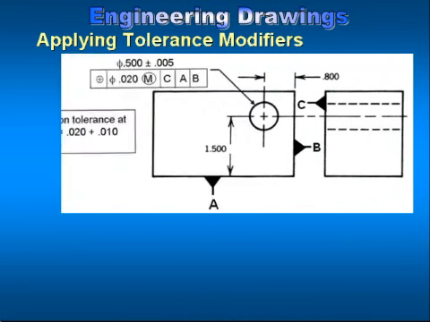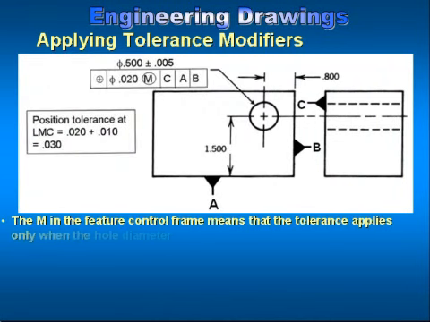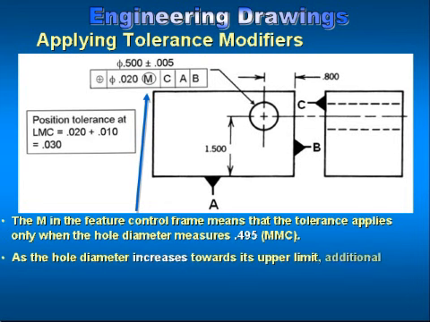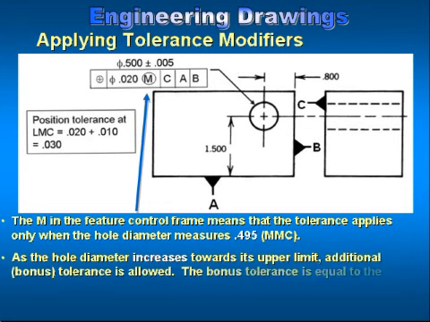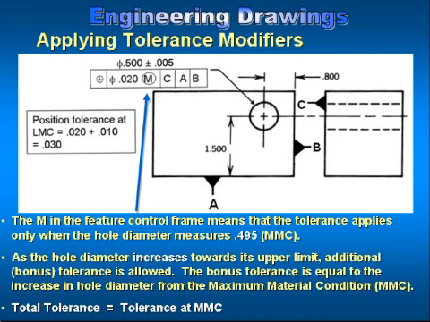Slide 24, applying tolerance modifiers. The M in the feature control frame means that the tolerance applies only when the hole diameter measures 0.495, which is the maximum material condition. As the hole diameter increases towards its upper limit, additional bonus tolerance is allowed. So in essence, total tolerance equals tolerance at maximum material condition and bonus tolerance.